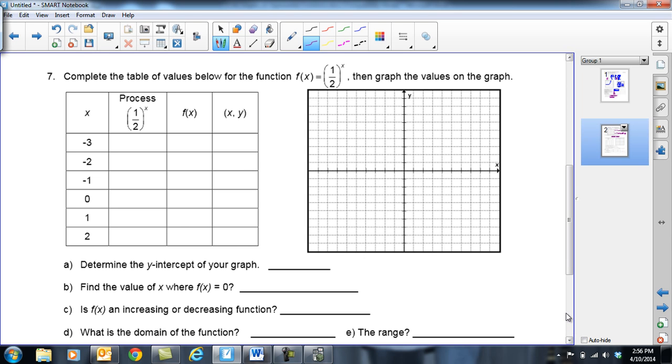So I'm going to give you a second. I want you to pause and see if you can do the table and answer the questions for number 7, and then come back and check your answers, and then we will summarize.